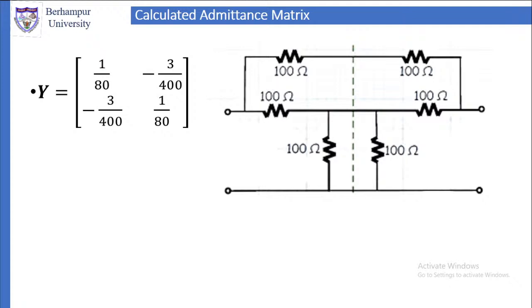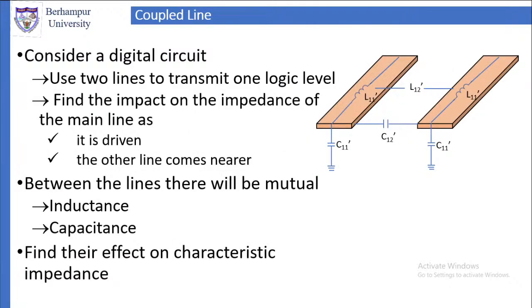So the calculated admittance matrix of the circuit now becomes Y is equal to 1 by 80, minus 3 by 400, minus 3 by 400, and 1 by 80. These are the matrix elements of the admittance matrix. So the advantage of even mode odd mode analysis you can see from this. It became very simple to analyze the circuit using the even and odd mode concept even when the asymmetry crept in.